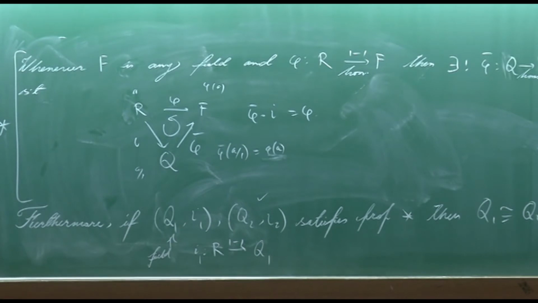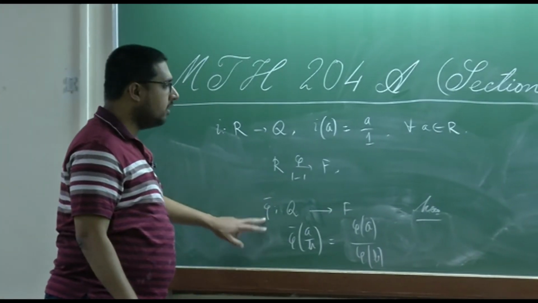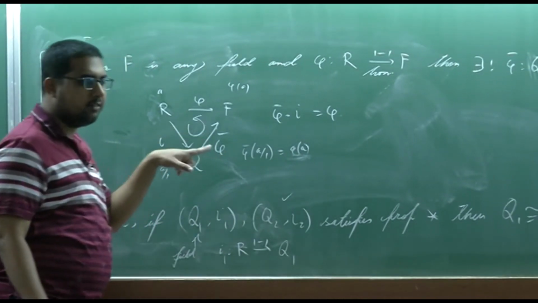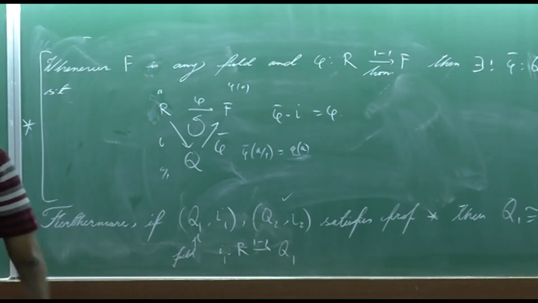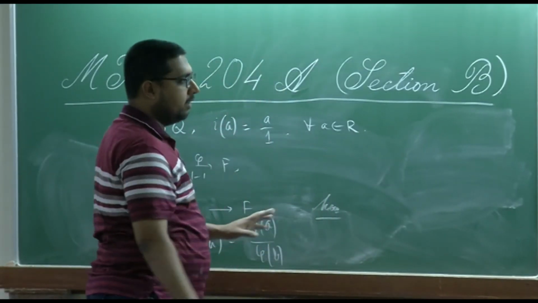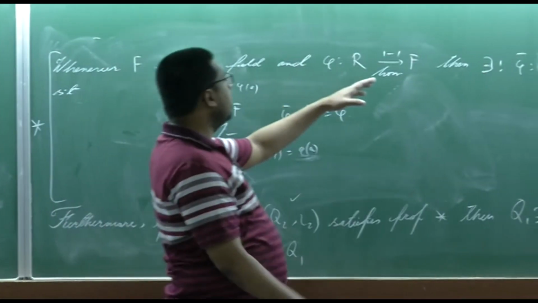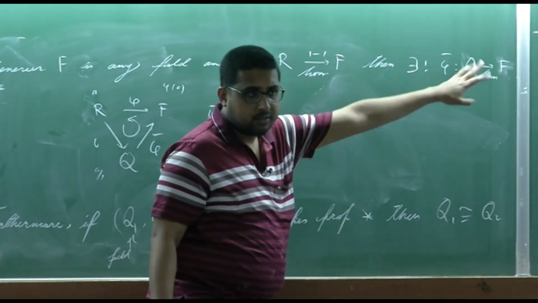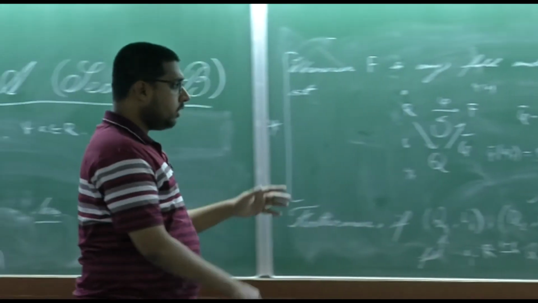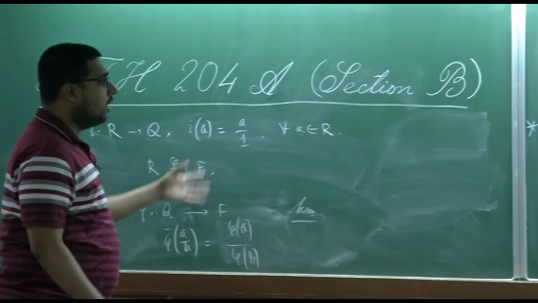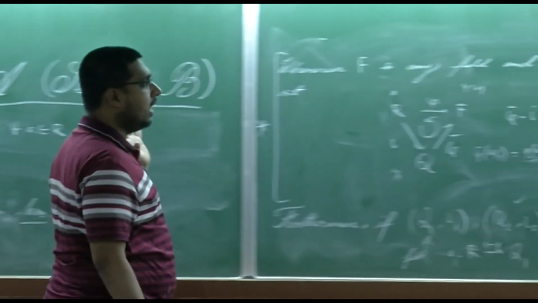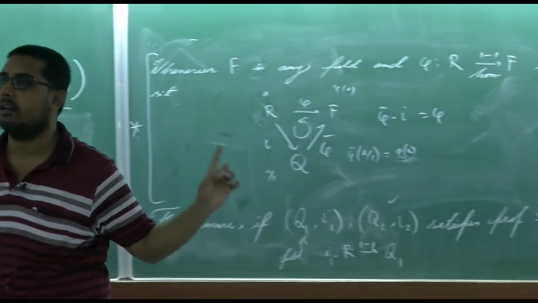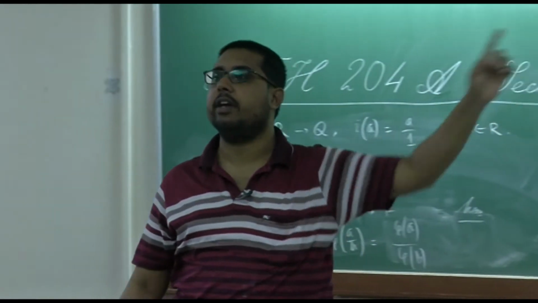So we have checked that this phi bar indeed satisfies the commutative diagram, and we also have to show that given phi, this phi bar has to be unique, because it is said that given phi there is a unique phi bar from Q to F. What we have just proved is that we have constructed Q and I such that for any given phi there is a phi bar that makes this diagram commutative. We have not yet shown that such a phi bar is unique.